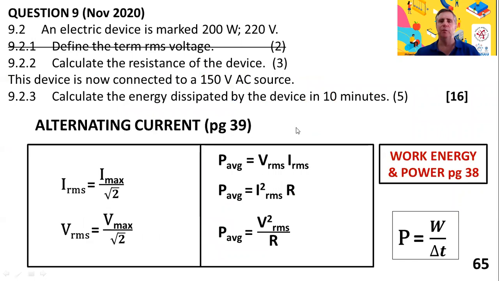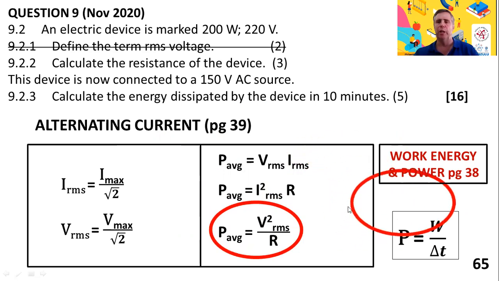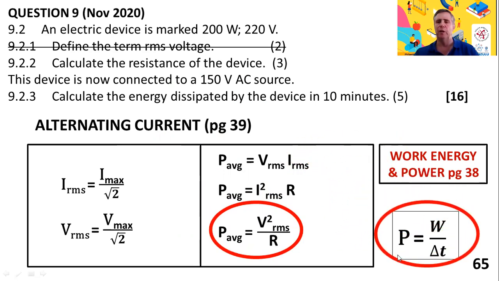Now the second part, which has the alternating current calculation in it. We're told the electrical device is marked 200 watts, 220 volts. The first part, again, is a straight recall question. It often comes up, so make sure you know it. We're asked to calculate resistance and energy. Now, again, here are the pages from the data sheet. We're going to need this familiar equation, power equals V squared over R. And from the work, energy, and power on page 38, power equals work over time.